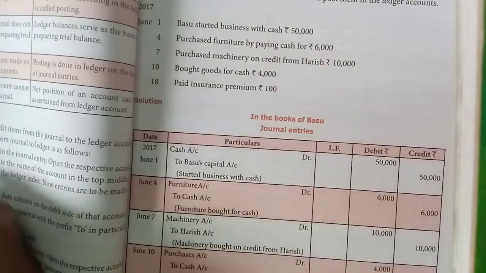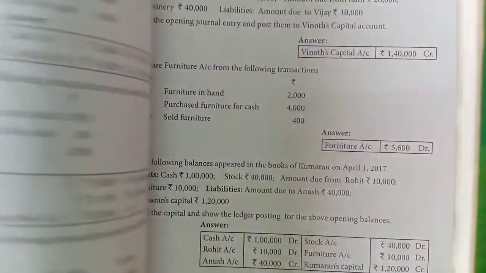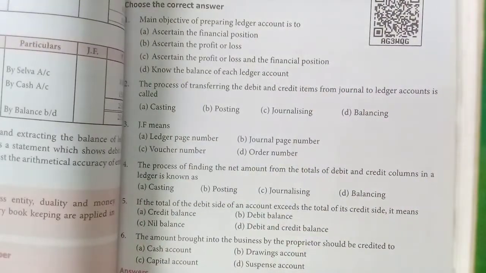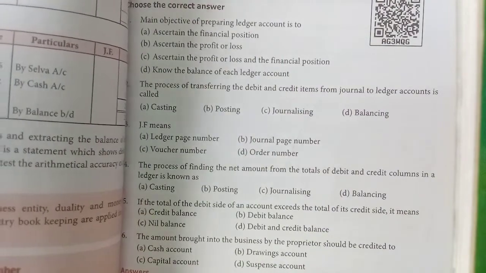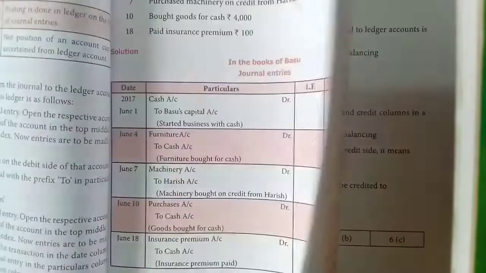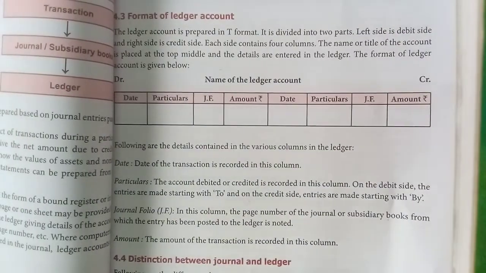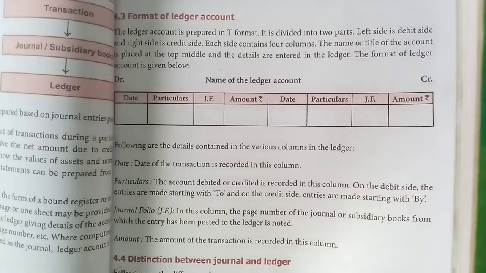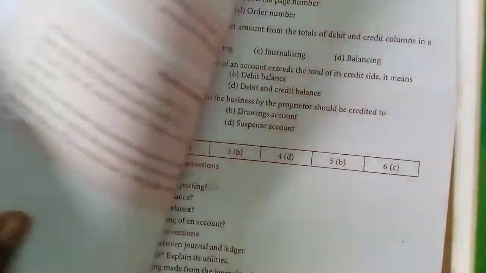Second question. Balancing and all we have not done. Then distinguish between journal and ledger. That one heading I have taught you. That one fully you mark. Okay, 3 marks, or sometimes they will ask for 5 marks also. Mark that one.